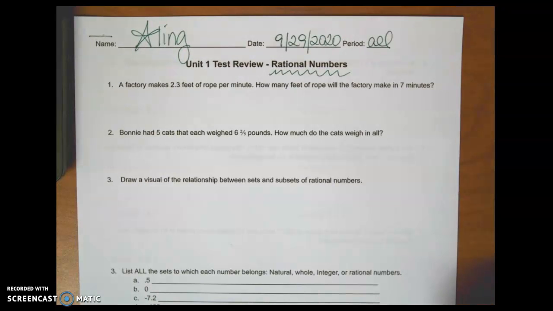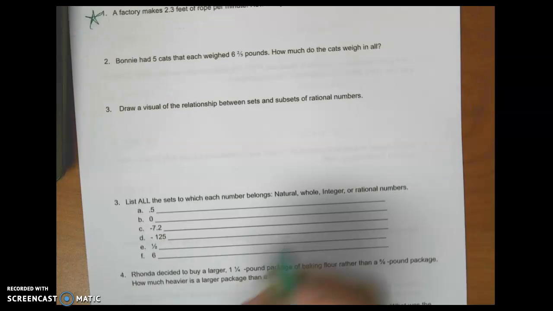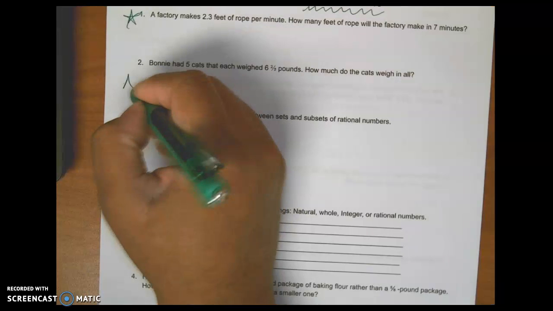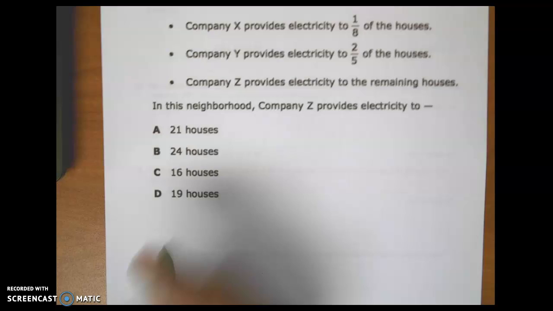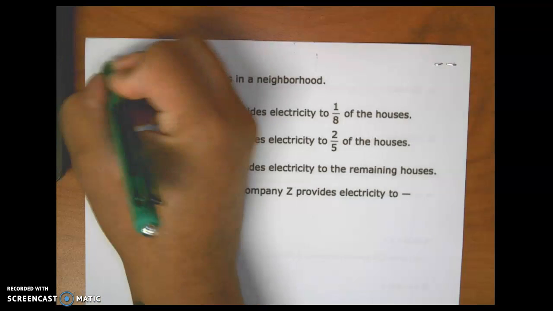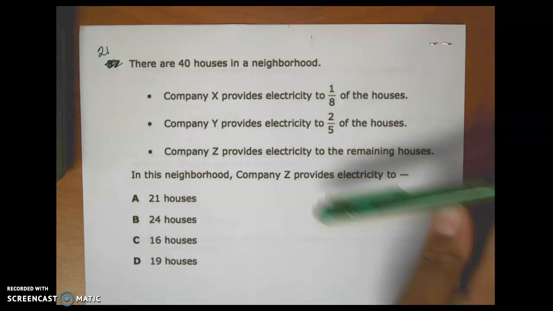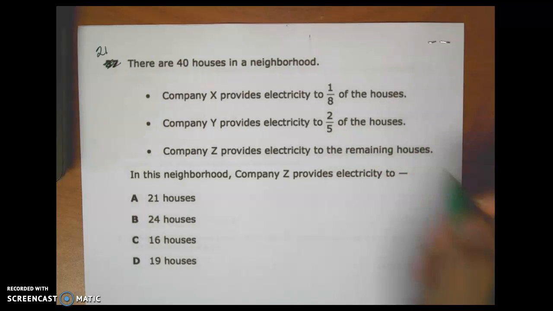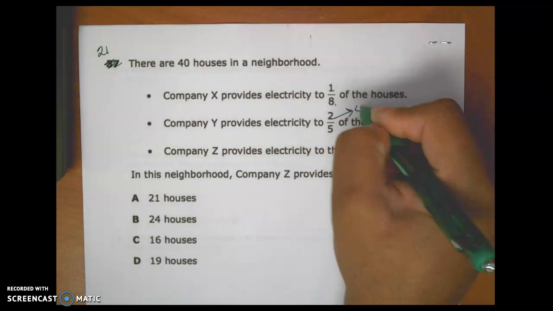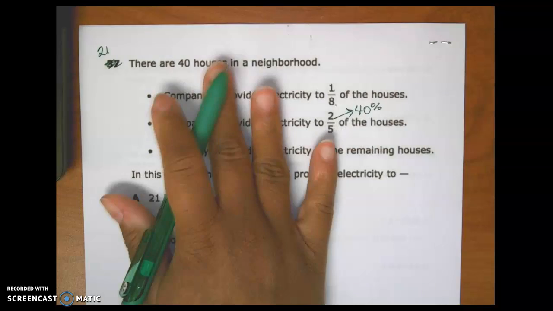All right, so I'm going to go over questions 1, 3, 2, and this is technically 21, but it says 37. This is on the very back side. This one's very important because I know you will see something like this. So sometimes they'll say 1/8 or 2/5, or sometimes they'll say 40%. 40% is the same as 2/5. So let's knock this one out first.